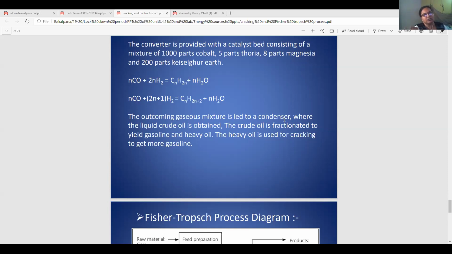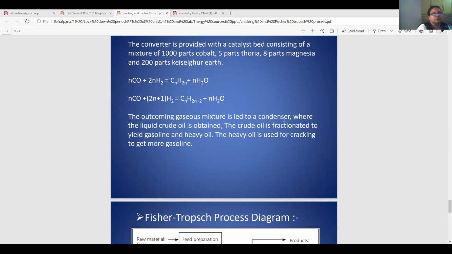In that, one fraction is gasoline or petrol. Then it is led to a condenser where liquid crude oil is obtained. This crude oil is fractionated to yield gasoline and heavy oil. The heavy oil is used for cracking to get more gasoline. So you can see how the cracking process is also involved here. The heavy oil which we get again undergoes a catalytic cracking process.